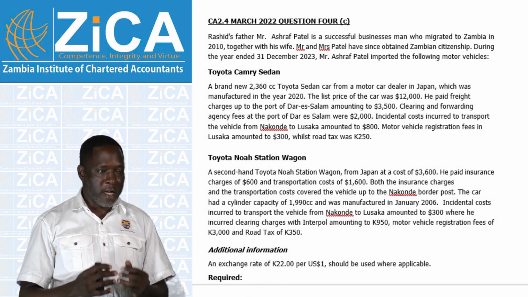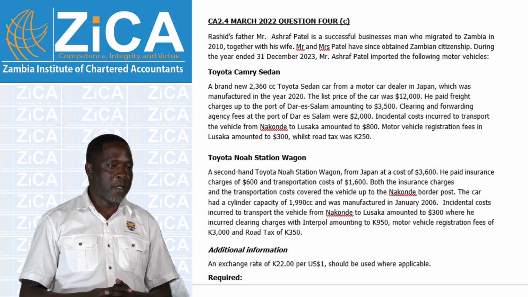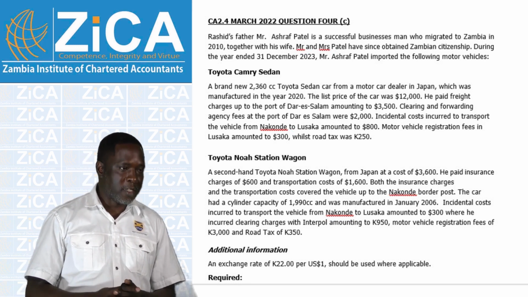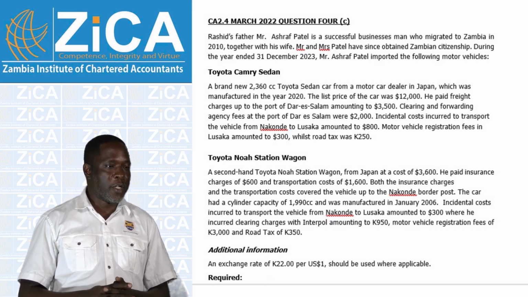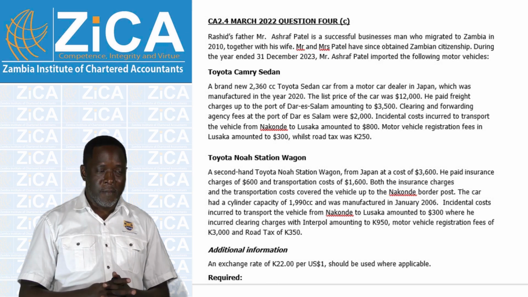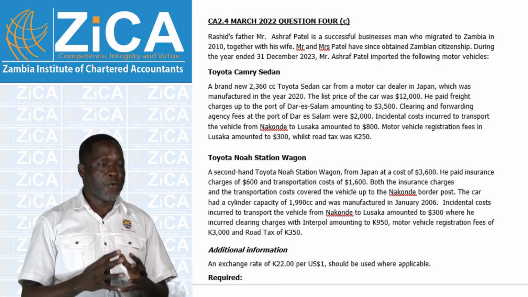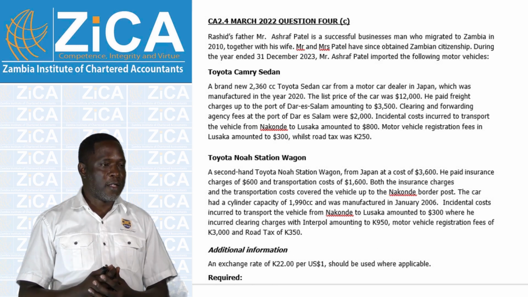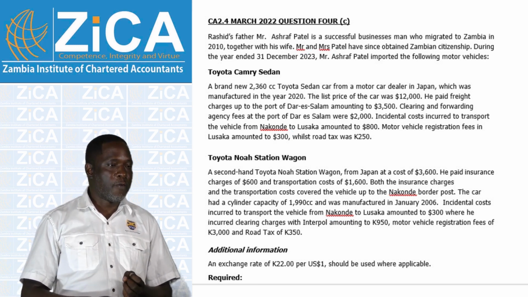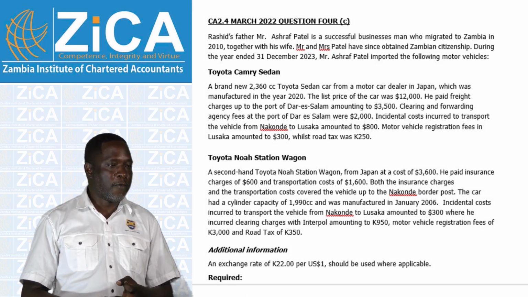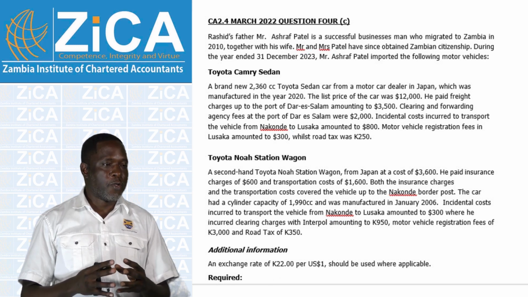So like we mentioned, any costs incurred within Zambia are not included in the determination of the VDP. So the incidental costs to transport the vehicle from the Nakonde border post to Lusaka amounting to 800, the motor vehicle registration fees in Lusaka amounting to 300, and road tax of 250 won't be included in the VDP for the purposes of computing the import taxes arising on the Toyota Camry. So we are only going to include the price of the car, which was 12,000, the freight charges up to the port of Dar es Salaam of 3,500, and the clearing and forwarding agency fees at the port of Dar es Salaam, which were 2,000.